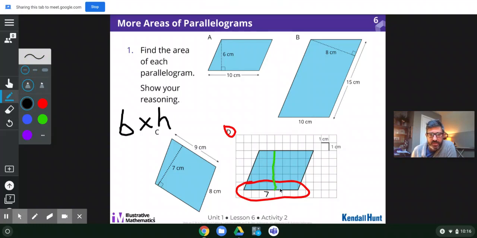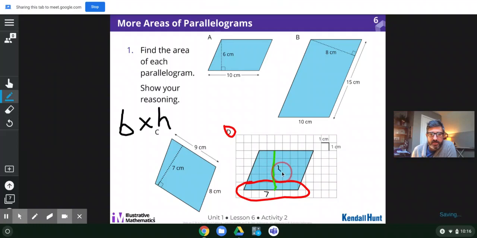All right, so now we know we drew our line. Let's count these squares again. 1, 2, 3, 4, 5. So we know that our height is 5. So now that we know our base and our height, how do we find the area?